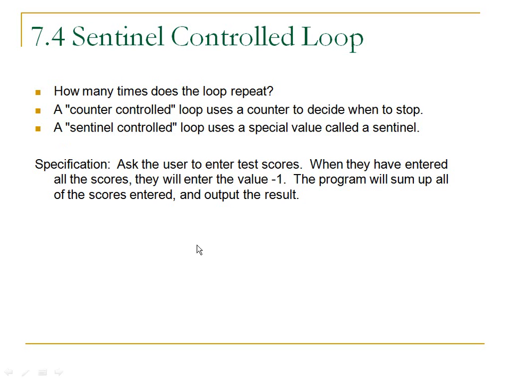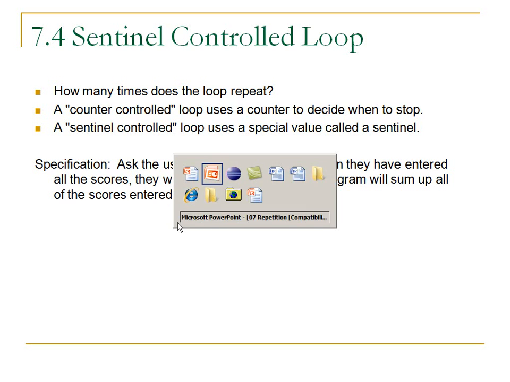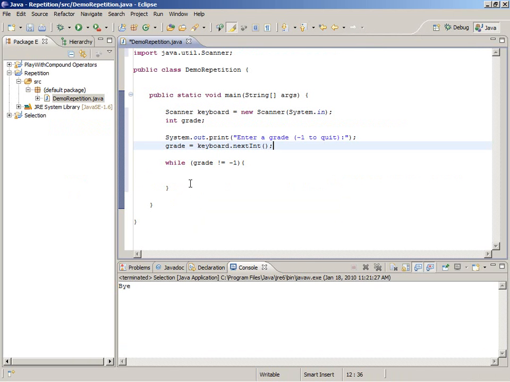Well, this one is difficult enough so that I want you to see a solution to it in Eclipse. So here's the spec. We're going to ask for test scores using a Sentinel controlled loop, and we're going to sum up all of the scores entered and output the result. So let's go over to Eclipse, and I've started to solve this problem already. So I've made an object of type keyboard that we'll use to input things from the keyboard, and I've declared a variable called grade. I think it maybe should have been called score to match the spec, but that's okay.